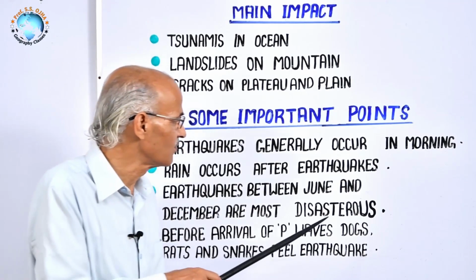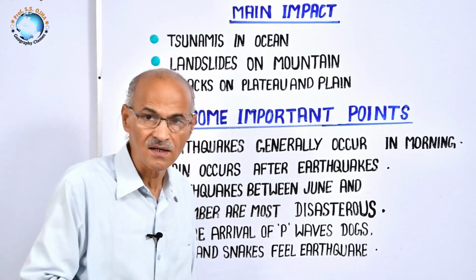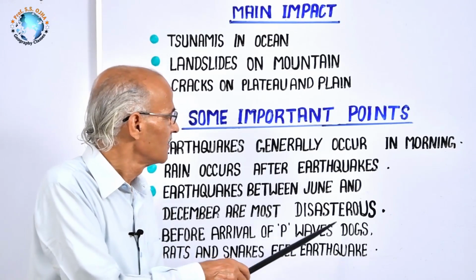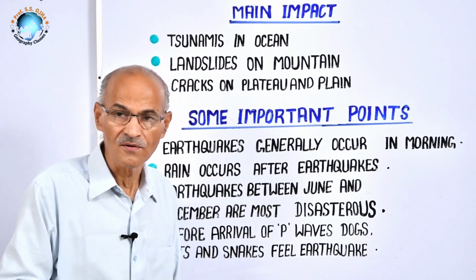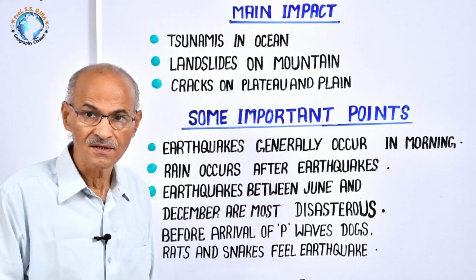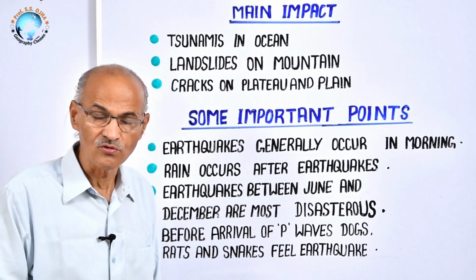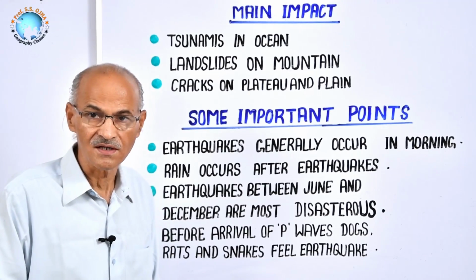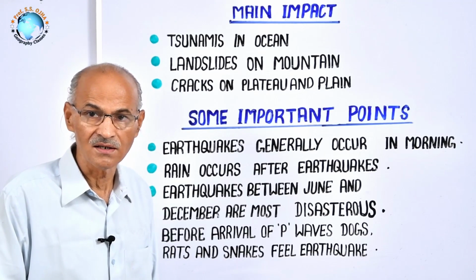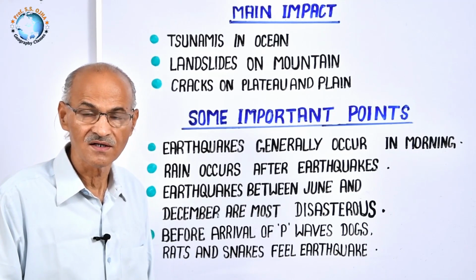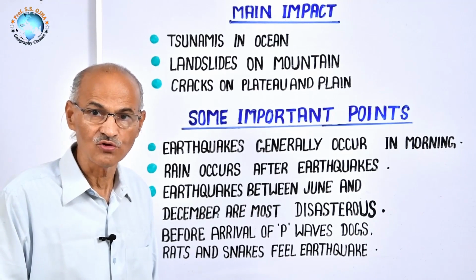And one example, you might have heard about a dog who caught the house owner by mouth and dragged that house owner, Malkin, out of house. Just after that, earthquake occurred and entire building collapsed. That's why that dog saved the house owner, madam.